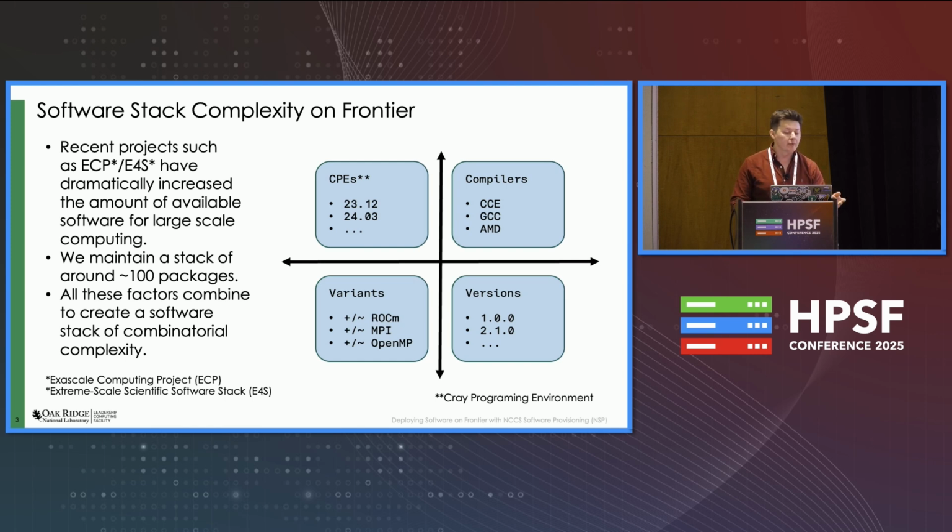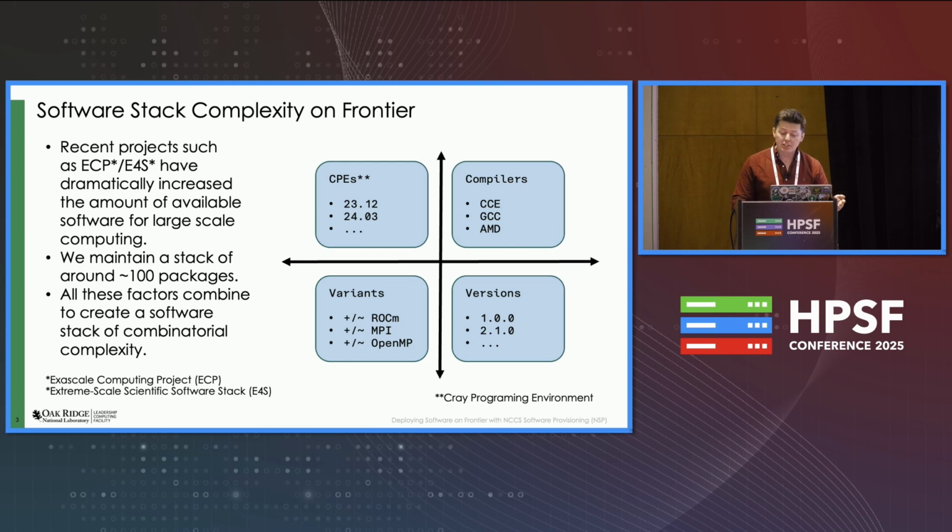But I want to talk about the software stack complexity of Frontier and why it is necessary to have a way to manage so many environments. As context, ECP and specifically E4S as well have dramatically increased the amount of available software to run at scale. Right now, we're managing around 100 applications, but each application has to be compiled for several CPEs, which are vendor-provided software stacks, the proprietary ones that the previous speaker was talking about.